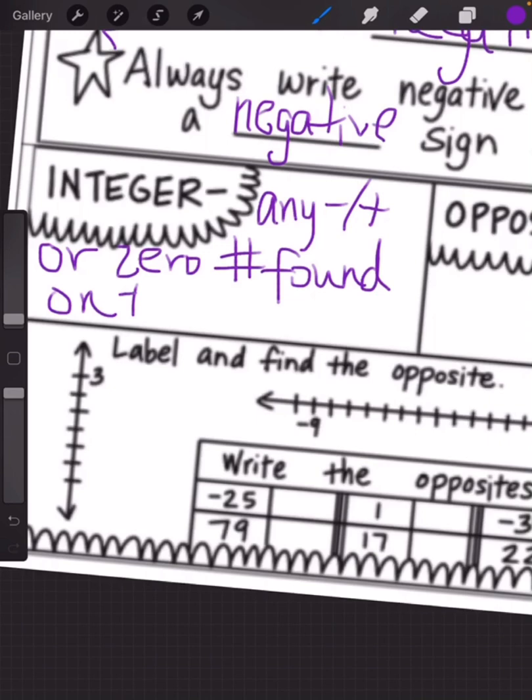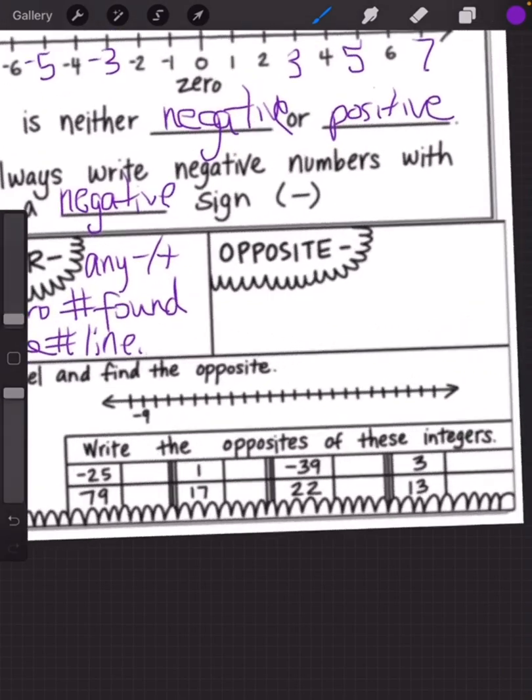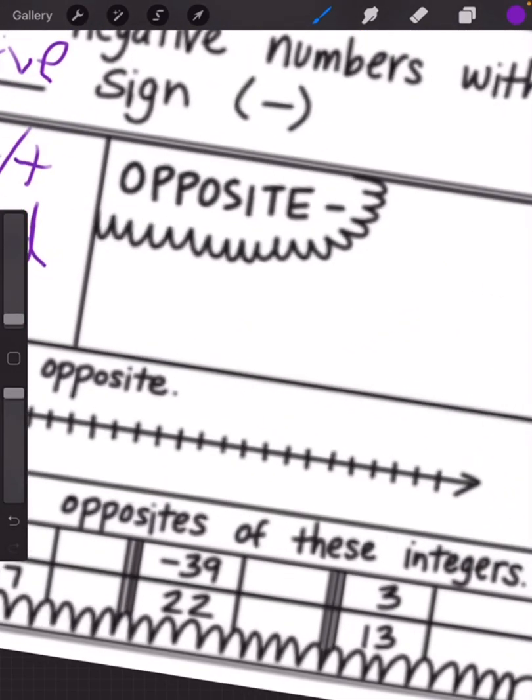Alright, an example of an opposite is like the opposite of 6 is negative 6, or the opposite of 1 is negative 1. The opposite of negative 100 is 100. So opposites are the positive and its negative.